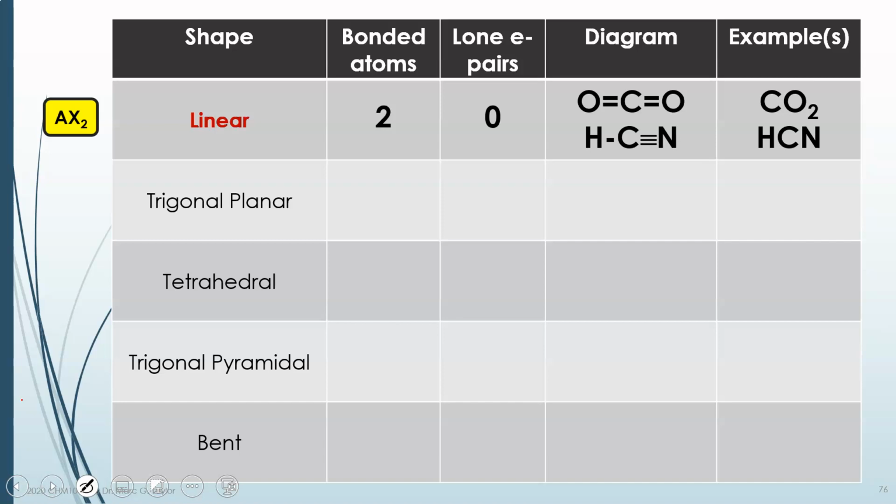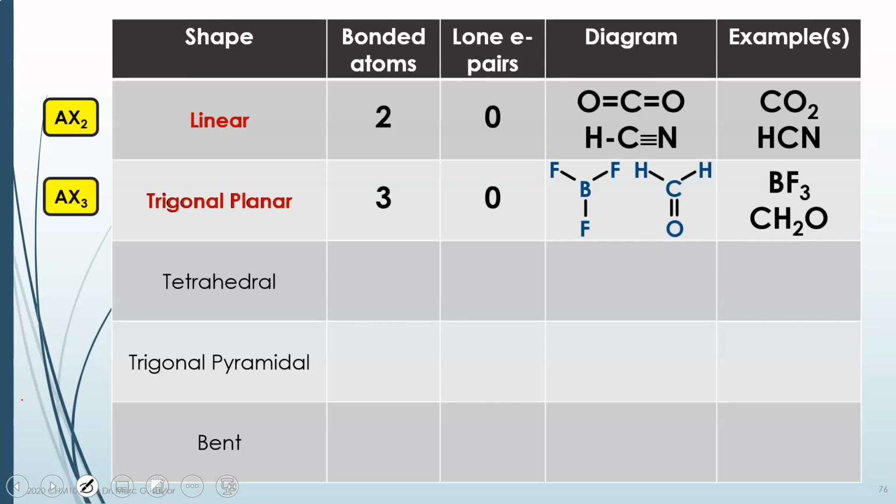HCN, this is a cyanide gas. HCN has a carbon in the center bonded to a hydrogen and a nitrogen. You'll notice the nitrogen is in a triple bond, but we ignore that. It's just two bonded atoms and no lone pairs, and they will spread out to form a line.